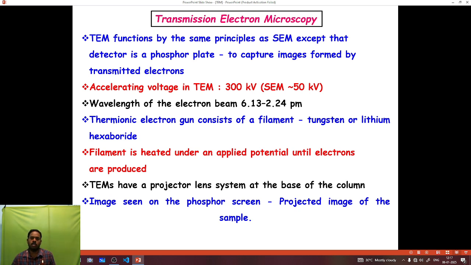Some instruments will be a mere TEM, transmission electron microscope. Some instruments may be HRTEM, high resolution transmission electron microscope. The main difference is the acceleration voltage. In HRTEM, the instrument will have a higher acceleration voltage, for example 500 kilovolt. In the TEM, the important lens system, that is the projector lens system, is present at the base of the column, and finally the image will be produced on a phosphor screen. So that is the projected image of the sample.